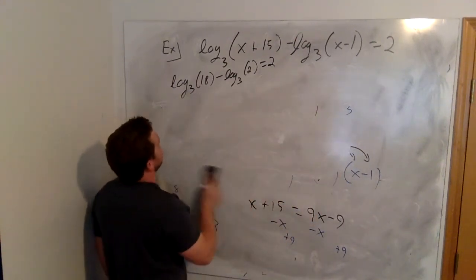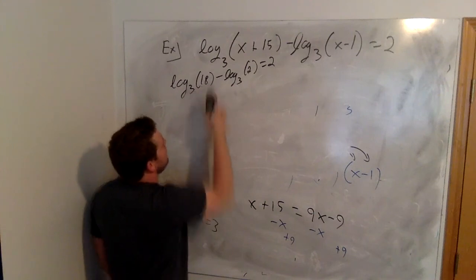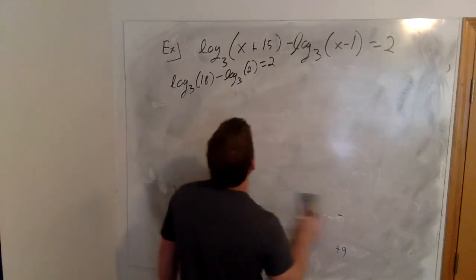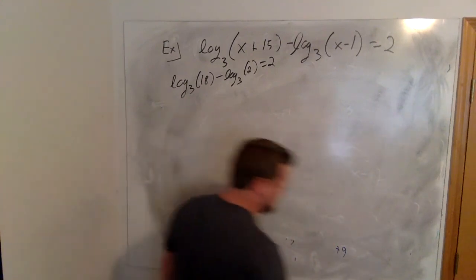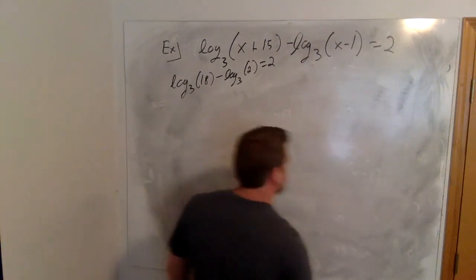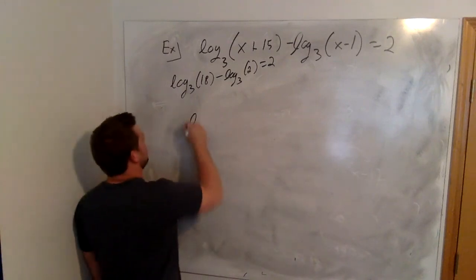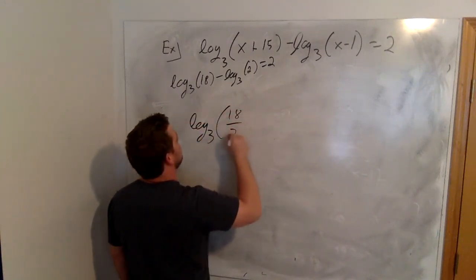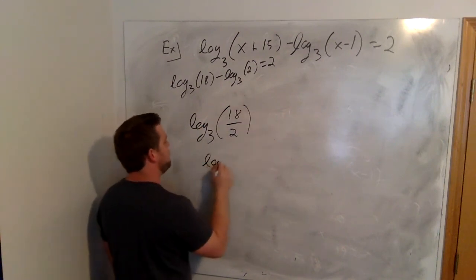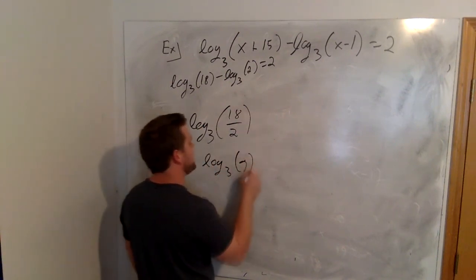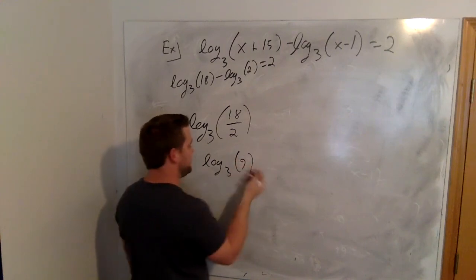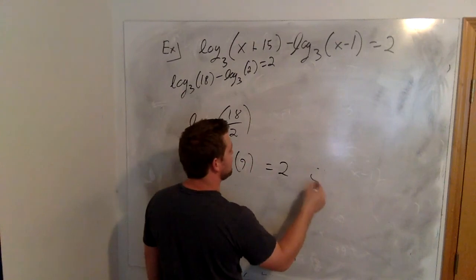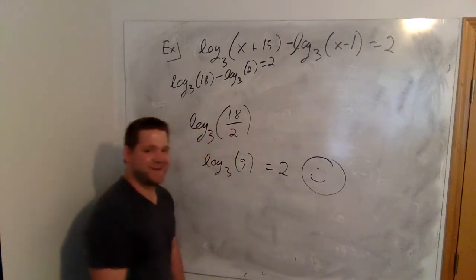Well, again, it's kind of hard for me. 3 to what power gives you 18? I don't know. 3 to what power gives you 2? I don't know. Well, let's use log rules here. This is the same thing as saying log base 3 of 18 over 2. This is log base 3 of 9. 3 to what power gives you 9? 2. Smiley face.